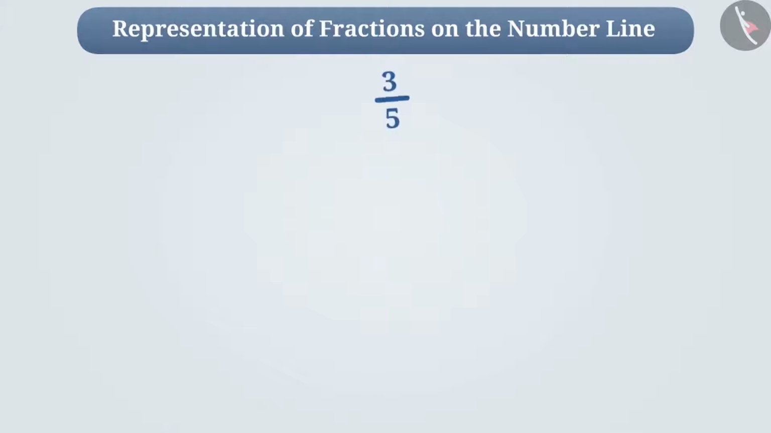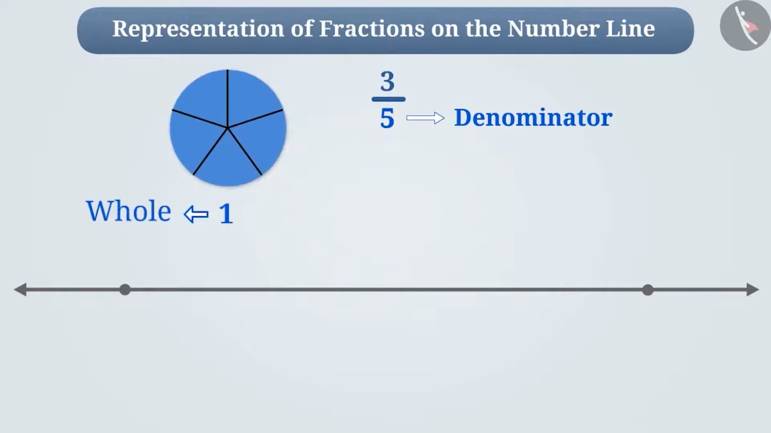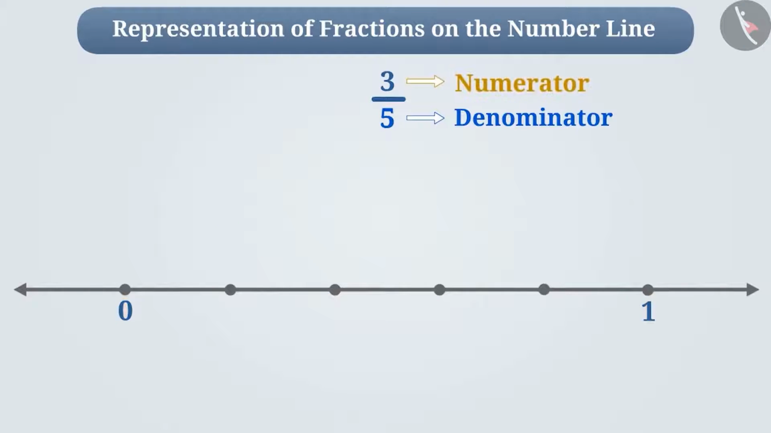In this way, we can represent any fraction on the number line. Suppose we have to represent 3/5 on the number line. In order to do this, first, we will make a number line. Since the denominator of this fraction is 5, it tells us that a whole is divided into 5 equal parts. So, we will divide the distance between the points, which is also called as unit distance, into 5 equal parts. Similarly, the numerator 3 tells us that 3 parts are taken out of the 5 equal parts.